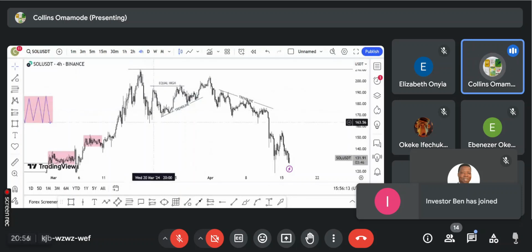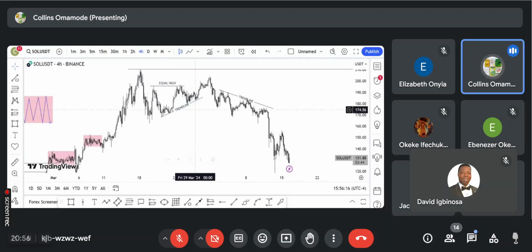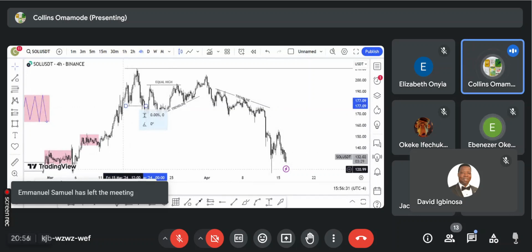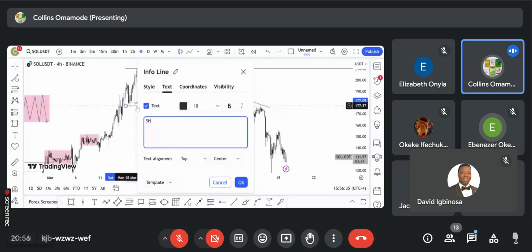Before, do you notice? Do you look at structure very well so that you understand how those liquidity equal highs and equal lows occur? Do you notice we had a break of structure here? That is a shift in market structure here, right? For those of you that are in the class, we had a shift in market structure here.